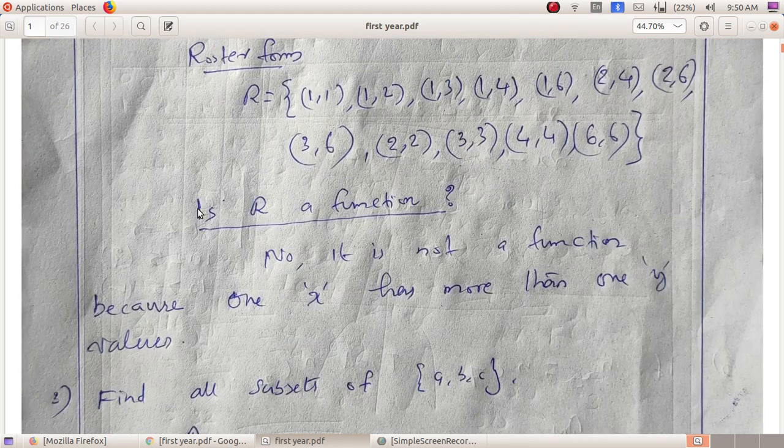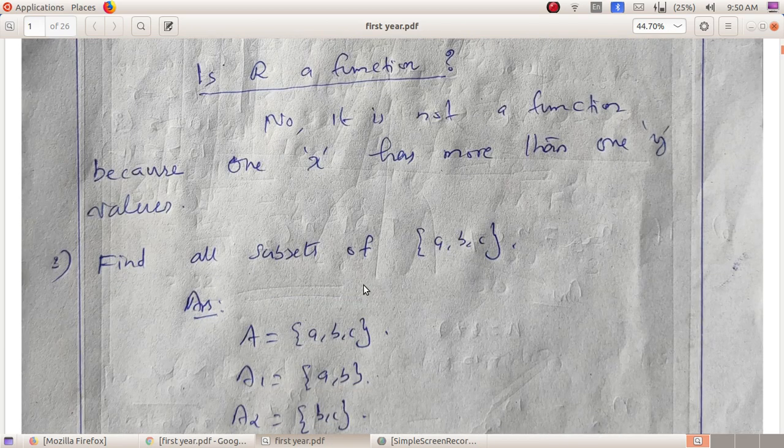Is R a function? Here, for this one, its image is 1, for this one, image is 2, which means the number 1 has more than one image: 1, 2, 3, 4, 6. These are the images of 1. But for a function, the image must be unique. For a function there will be only one image, but for this relation, for the value of x that is 1, there are several y values: 1, 2, 3, 4, 6. Therefore, this relation is not a function.